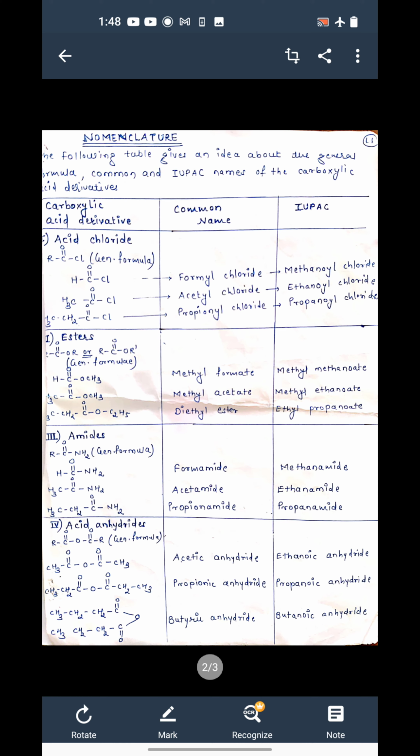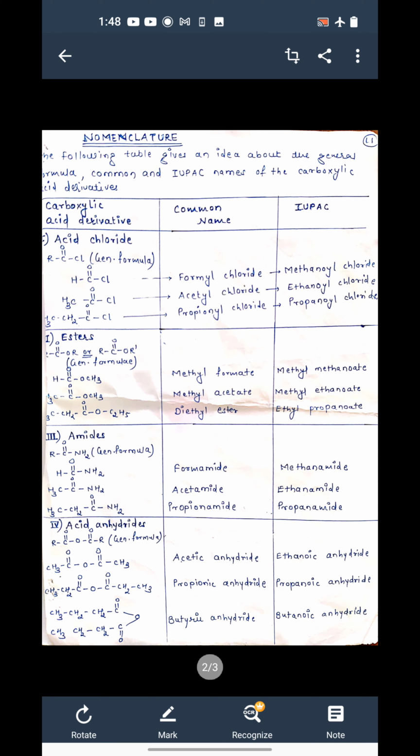Then the last one is acid anhydride. The general formula for acid anhydride is RC double bond O, single bond O, single bond C double bond O, R. No, sorry, not OR, only R. So it is a general formula. The first member is when both the R are substituted by CH3. It is obtained from acetic acid, and therefore it is called acetic anhydride.